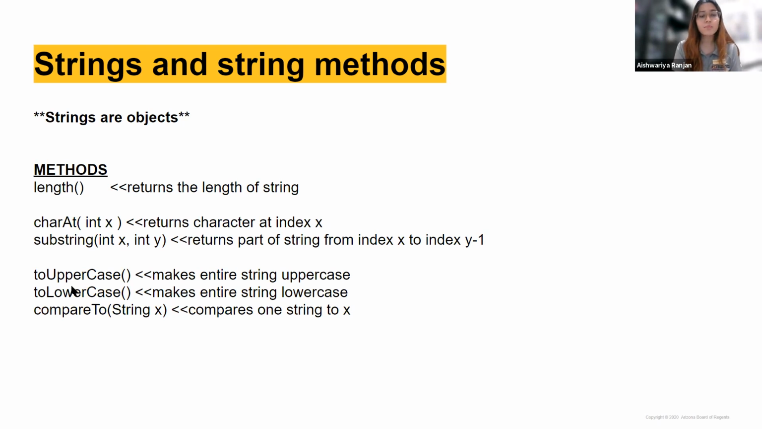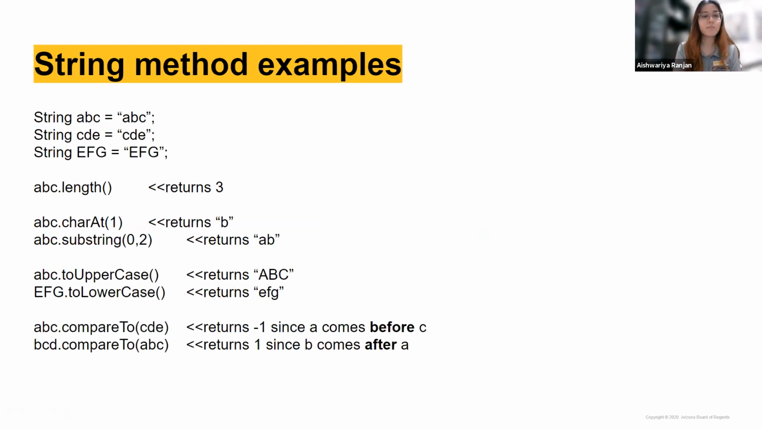Then toUpperCase basically makes the whole string into uppercase letters, and toLowerCase converts it into lowercase letters. compareTo compares one string to the string in the brackets. So to look at some examples, over here I have string ABC with the corresponding values ABC, CDE, and EFG.